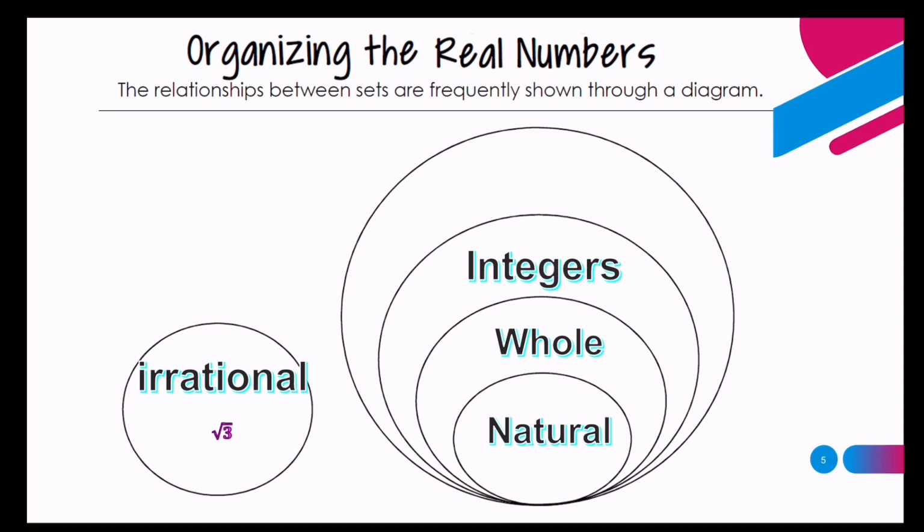Then we have our integers. So there are some that would fall in that integer circle, but not in that whole number circle. What would be an example? Right, like a -4. You couldn't put that in the whole number circle. It'd have to go in the integers. And then last is rational. The whole big circle is rational. So what would go in there? 0.5, 1/4. Those are not in the other circles, but they're in the big rational.